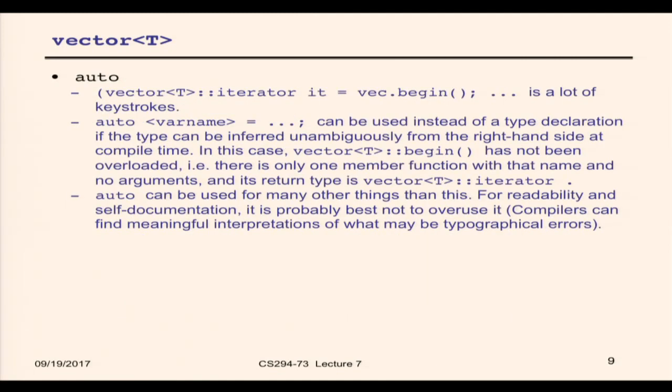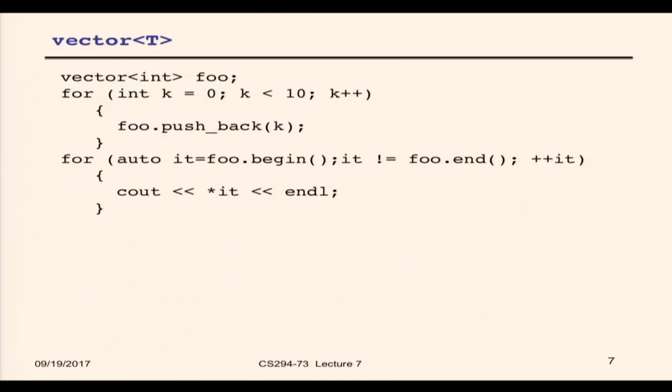Now finally, let's go back here. For auto, what that looks like is a type declaration, but what's going on there? So this is another C++11 ism.